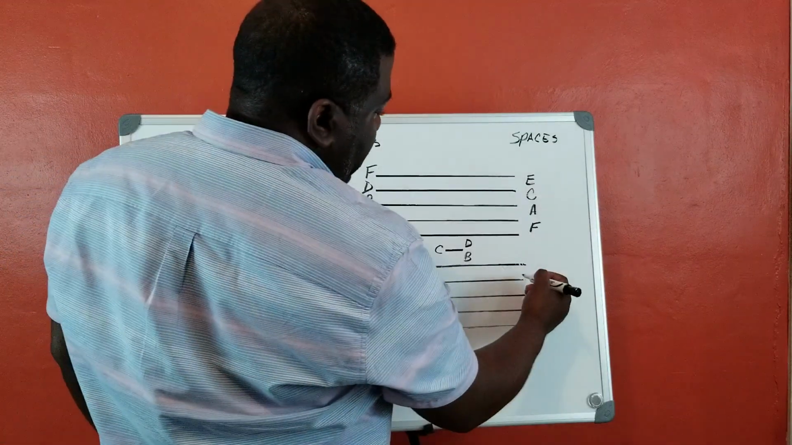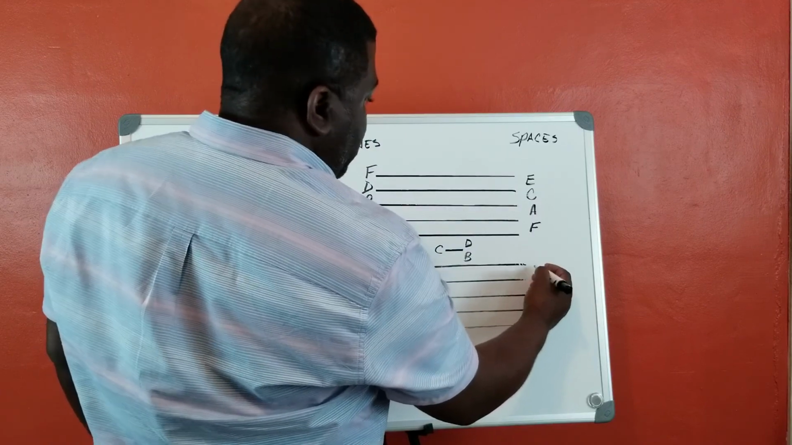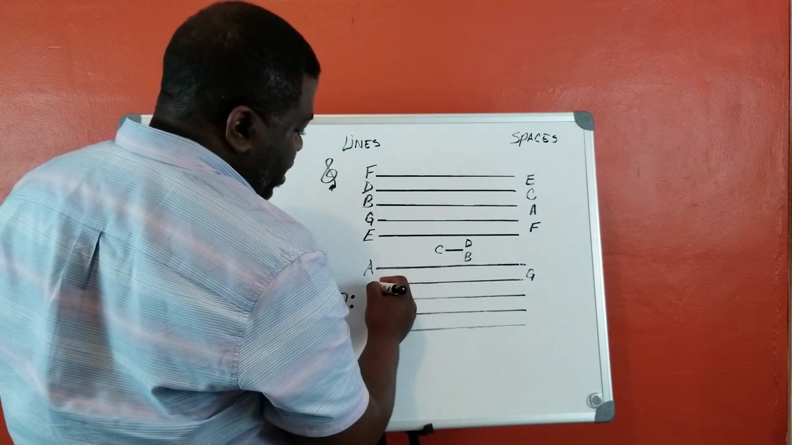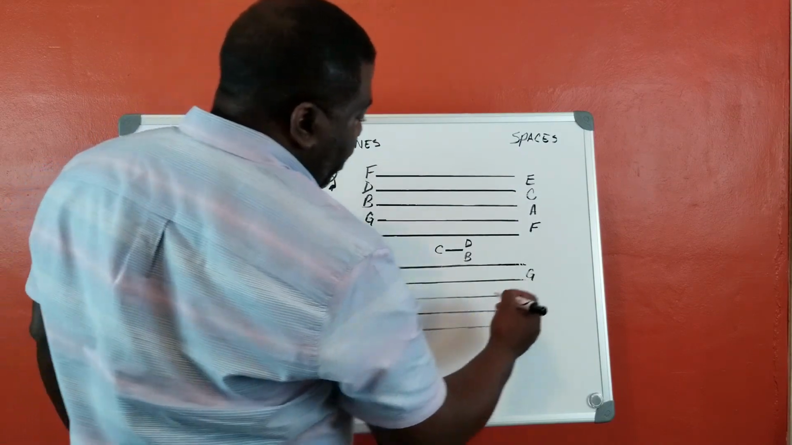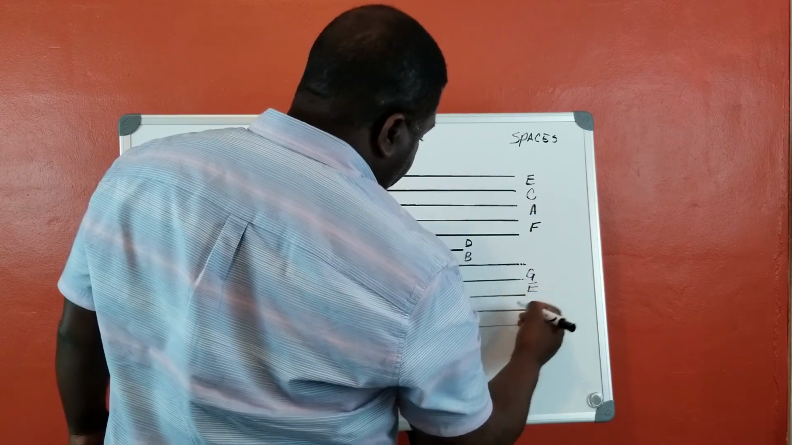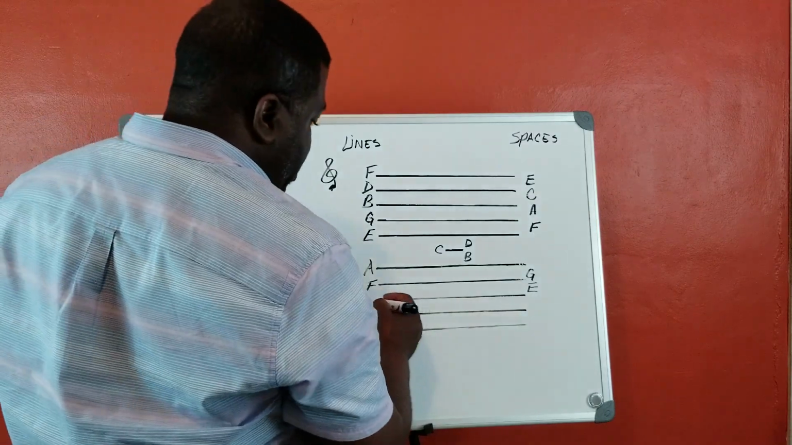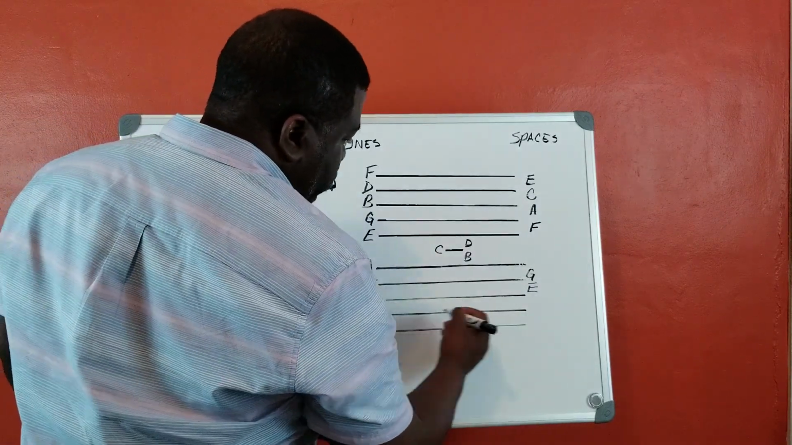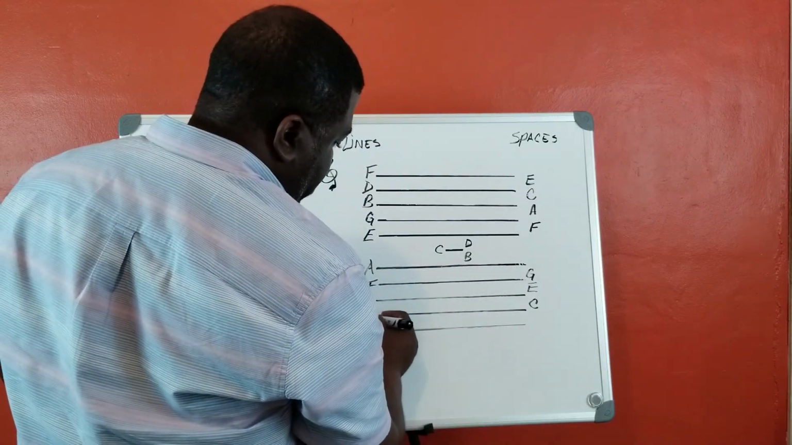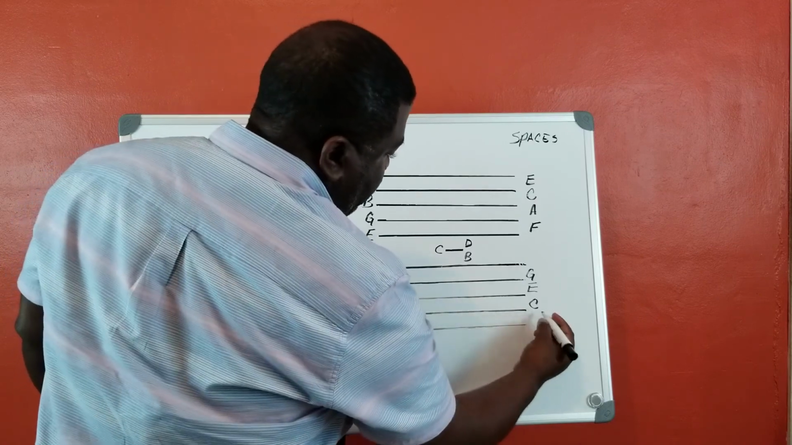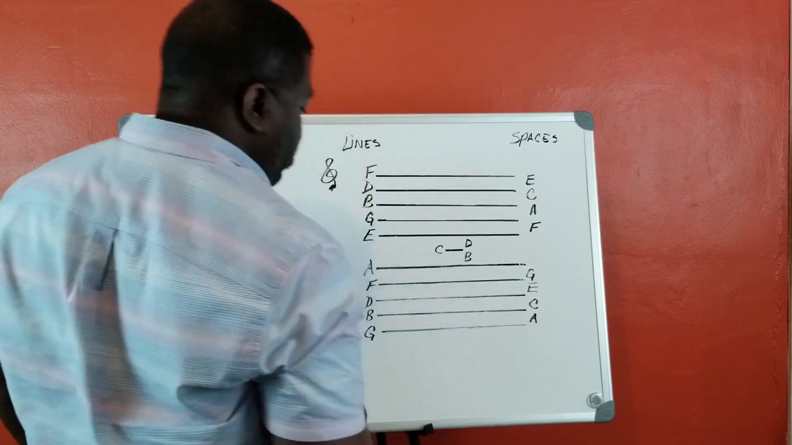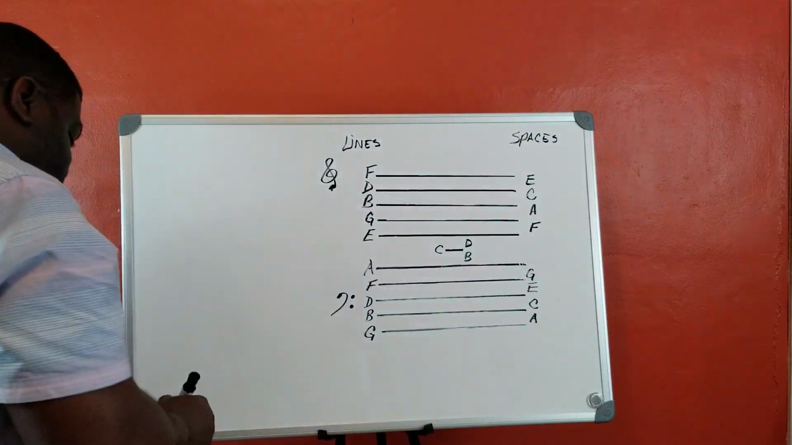Down here is a G. Right before G is F. Right before F is E. Right before E is D. Before D is C. Before C is B. Before B is A. And then that bottom line is going to be a G.